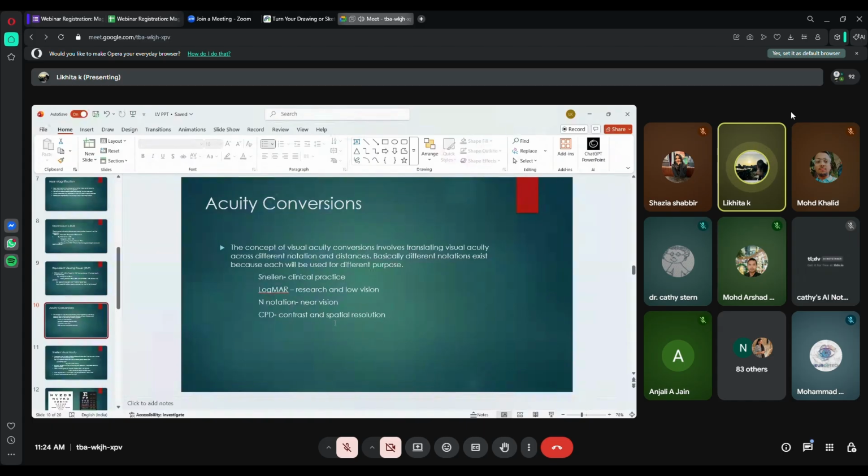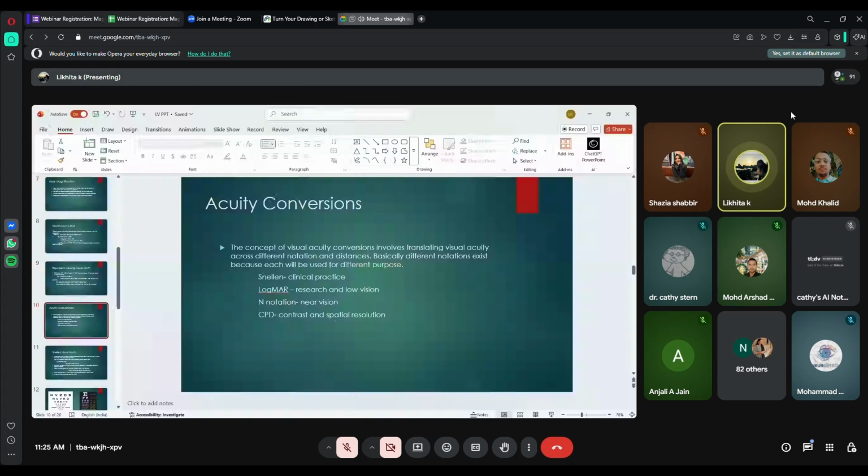For example, Snellen. Snellen will be mostly used in clinical practice because it's easy to use, understand, and it immediately tells patients how much they are reading compared to the normal vision, at what distance, at what feet they are reading. So that's why we use Snellen in clinical practice.